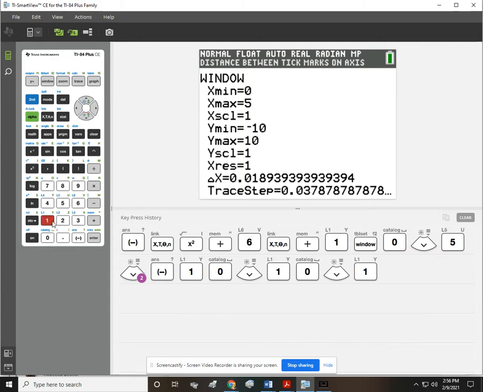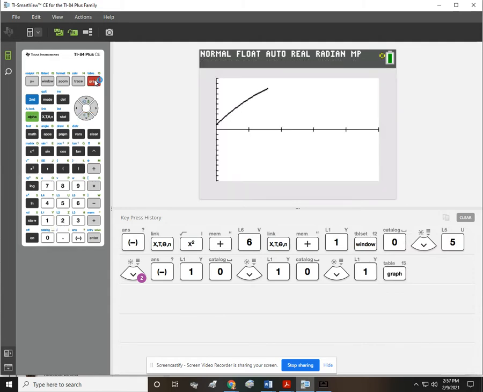Have something weird going on, but I think we should be okay now. All right. So it looks like her velocity is positive everywhere because it's above the x-axis. So that means she's traveling in the same direction the whole time during that time interval.